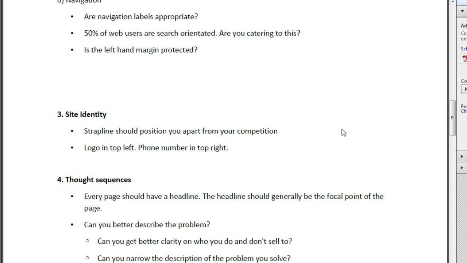In short, is it trustworthy? And there's things that you can do here. So what I would stick to is having a conventional layout. I would have your logo in the top left. I'd have your contact details in the top right. I would generally include a strapline by your logo.